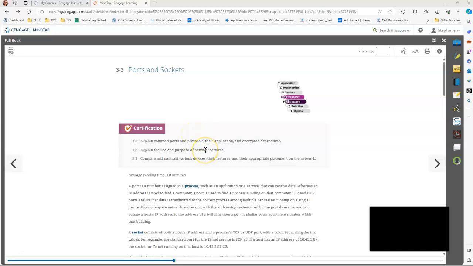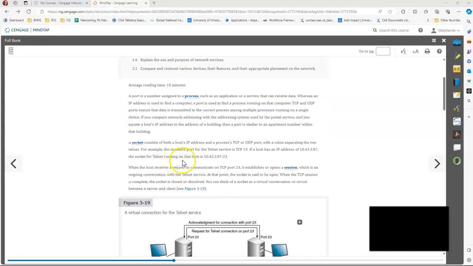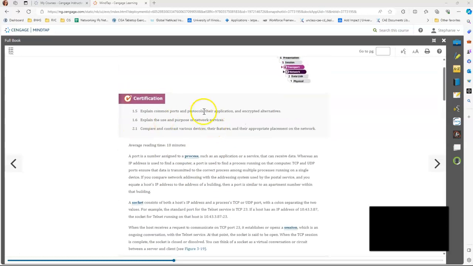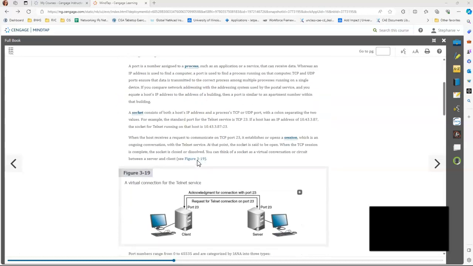So we're going to get into ports and sockets, and they reside at both the network layer and the transport layer. The ports are actually at the transport layer, and the socket provides both the IP address and the port number. That's why it's at both of the layers. We are going to talk about ports and protocols, their application encryption, encrypted alternatives, the use and purpose of network services, and then just contrasting any features.